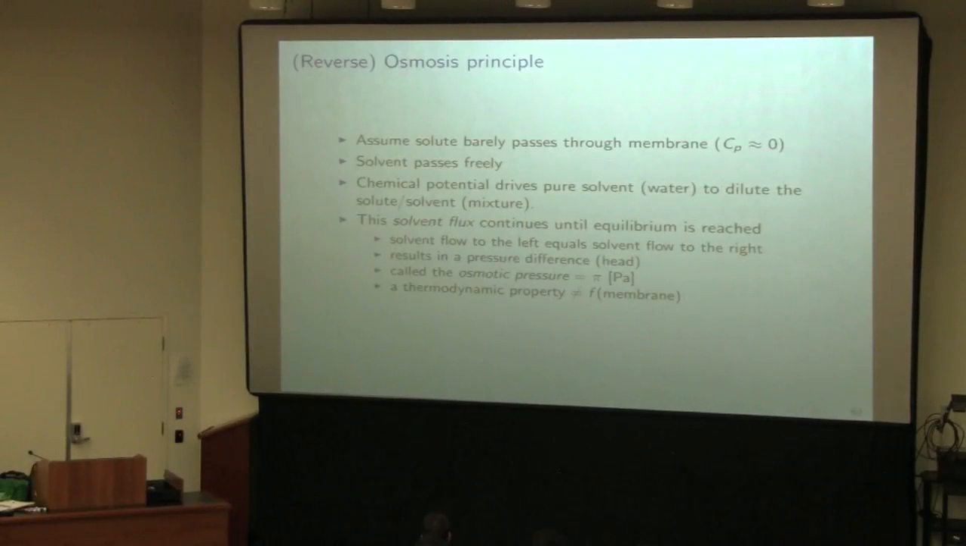Okay, so the key assumption here that I've made is that there's no solute passing through that barrier. I will in fact relax that assumption in a few slides from here. The solvent is the material that passes freely through the membrane. And it's that chemical potential due to the solvent, pure water, and the mixture that's causing this osmosis to occur. The other important point here is that it's a thermodynamic property. It's only a function of the fluids and the mixture itself. It's not a function of the membrane.